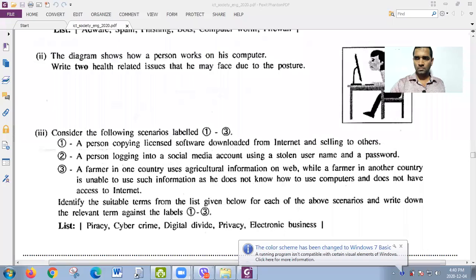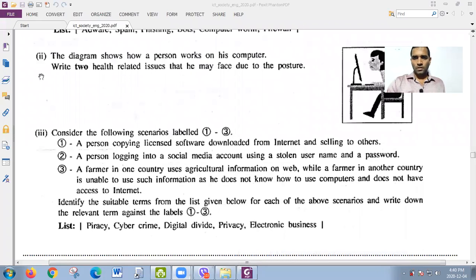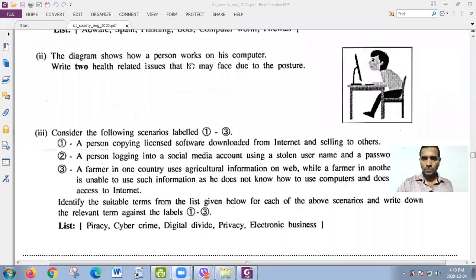Right. So we made a mistake in that particular question, so let me take that question again. Okay, the diagram shows how a person works on his computer. Write 2 health related issues that he may face due to the posture.